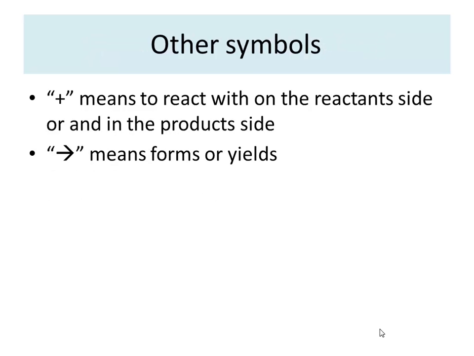Other symbols that we see: plus means to react with if it's on the reactant side, or it means and, or in addition to, if it's on the product side. And this little arrow here means forms, yields, or becomes, something like that, to indicate that that's what it ends up as.